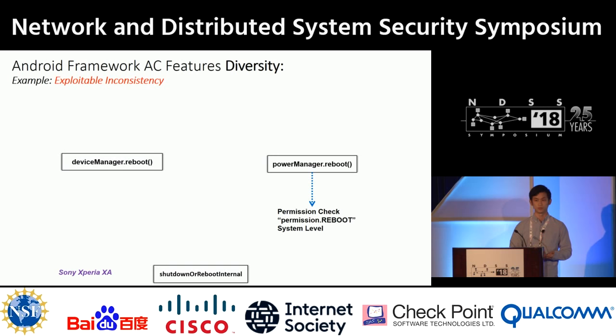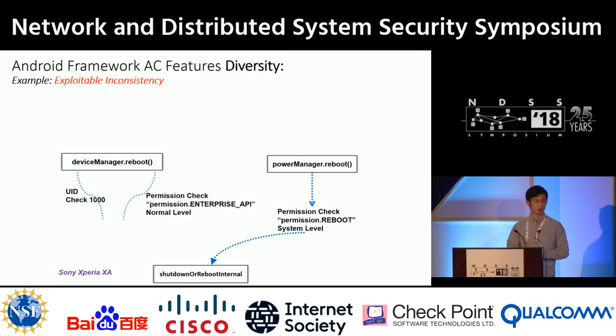And DeviceManager.reboot implements a much more diverse but weaker access control. It first checks if the caller is system by checking the UID, or it checks if it has a permission called permission.ENTERPRISE_API, which is a custom permission introduced by Sony. It might look okay if that permission is as privileged as permission.REBOOT. But after further investigation, we find this permission is actually of normal level, which means it can be acquired by any third-party app without user consent.